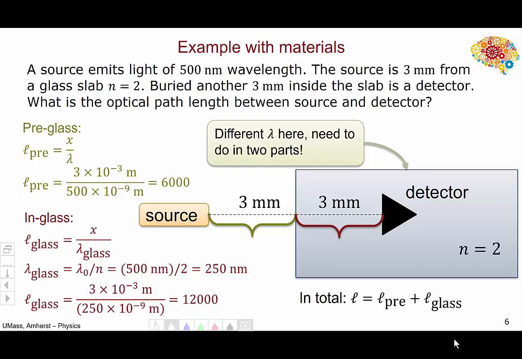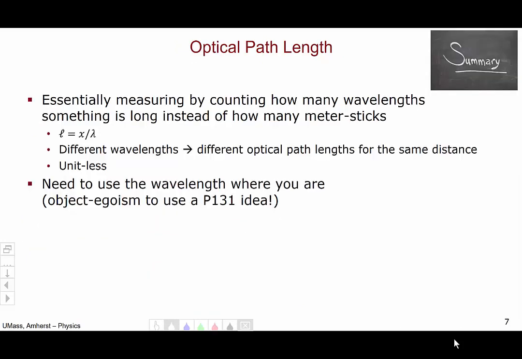To get the total optical path length, we then just add these two values. So the total optical path length is 6,000 plus 12,000, which is 18,000. So in summary, optical path length is essentially measuring by counting how many wavelengths something is long instead of how many meter sticks, which we will represent mathematically as a scripty L for the optical path length, which is going to be equal to the distance traveled, x, divided by the wavelength lambda.